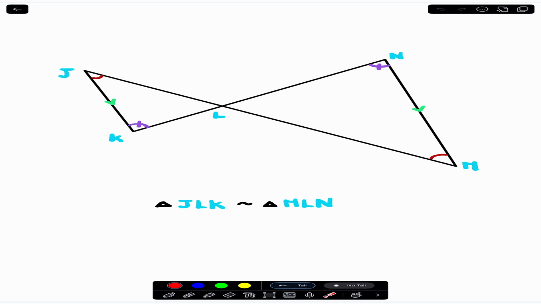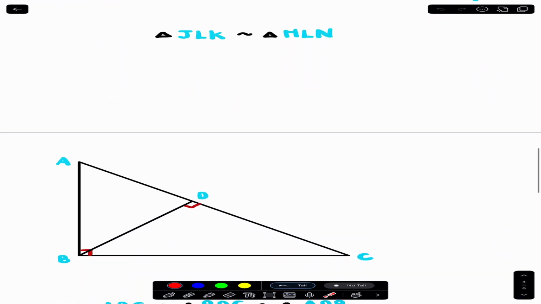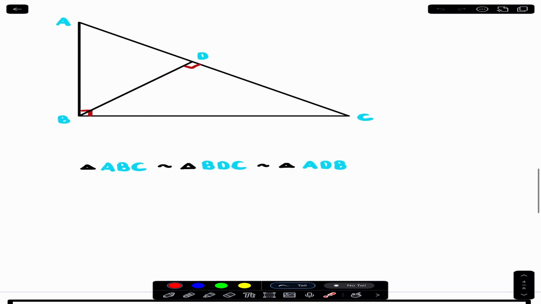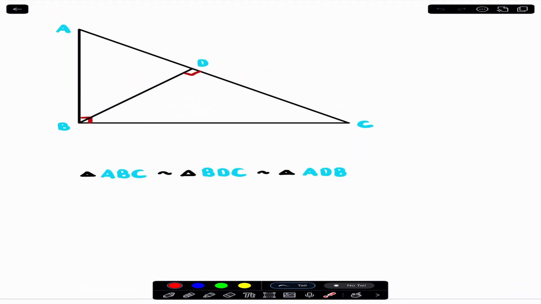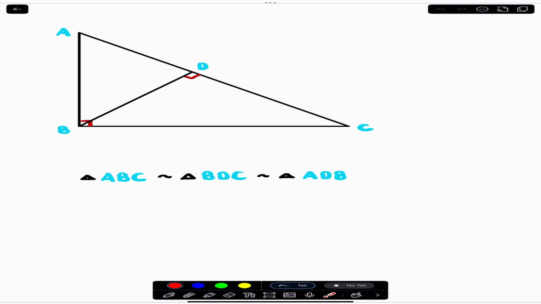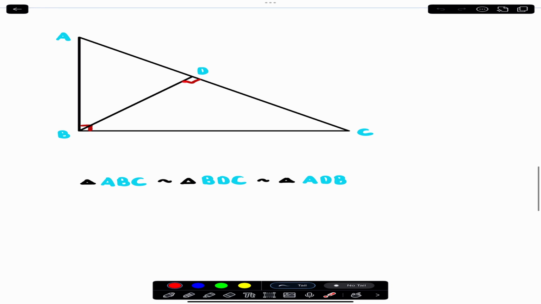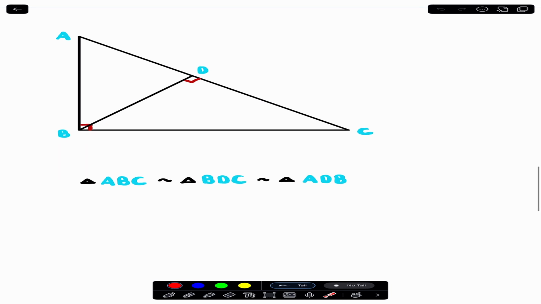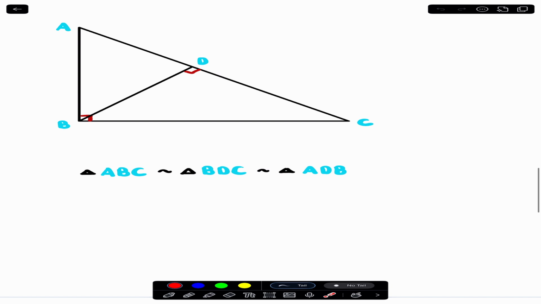That's setup number 2. And finally, setup number 3, I would say, is the trickiest one. And this is the one we're going to look at in more detail, because this one might be a little trickier to see. So this one involves 90 degrees. Now, in this setup, we have triangle ABC is similar to triangle BDC, which is also similar to triangle ADB. So we don't just have 2 triangles which are similar to each other, now we have 3.